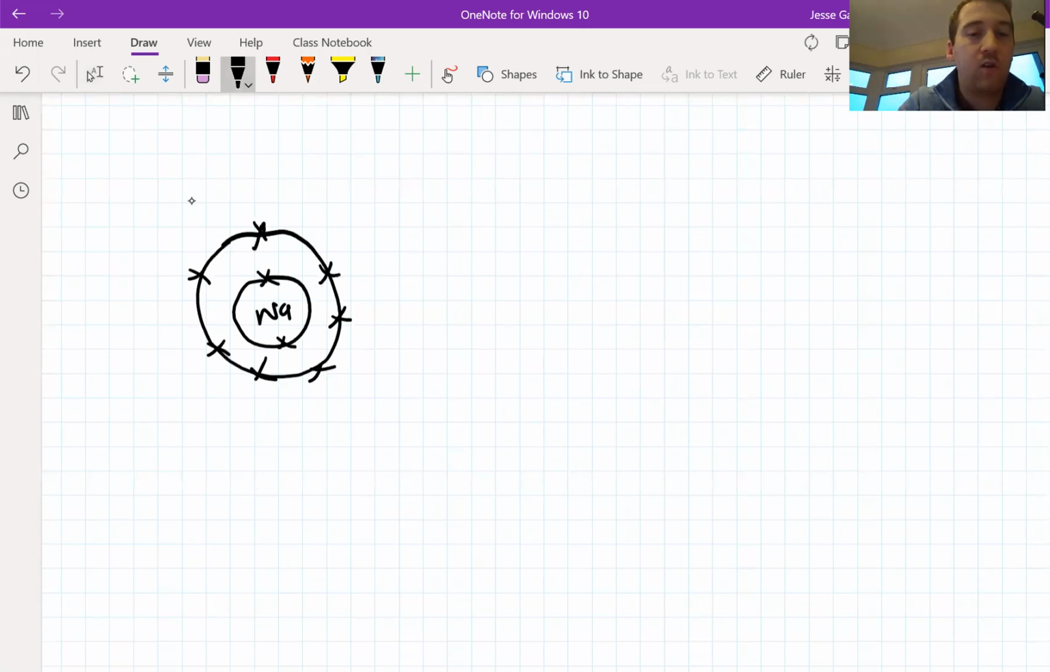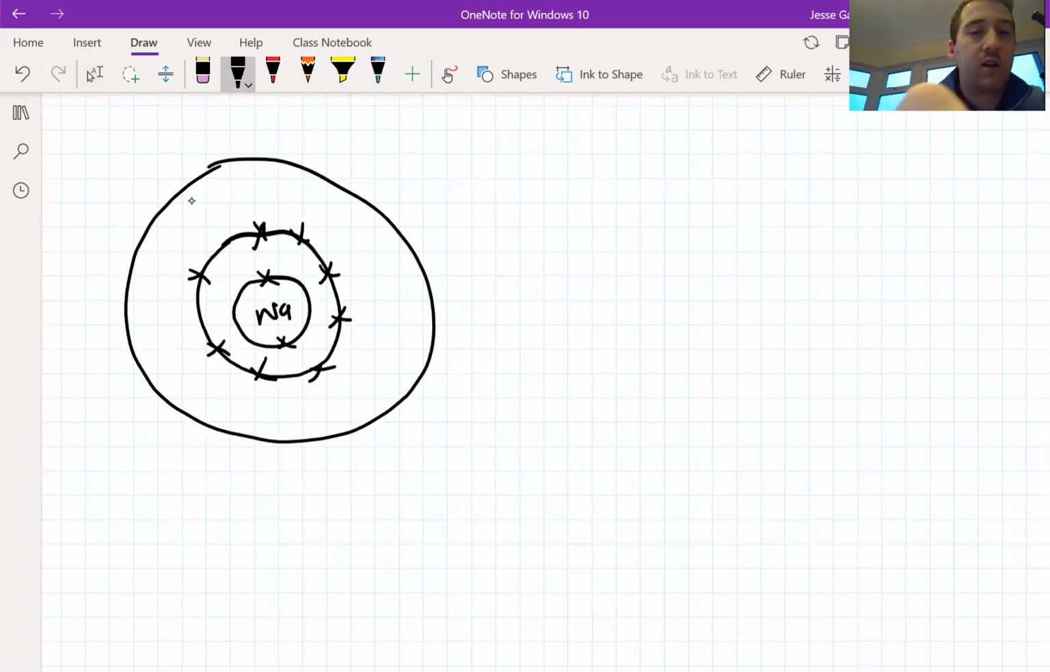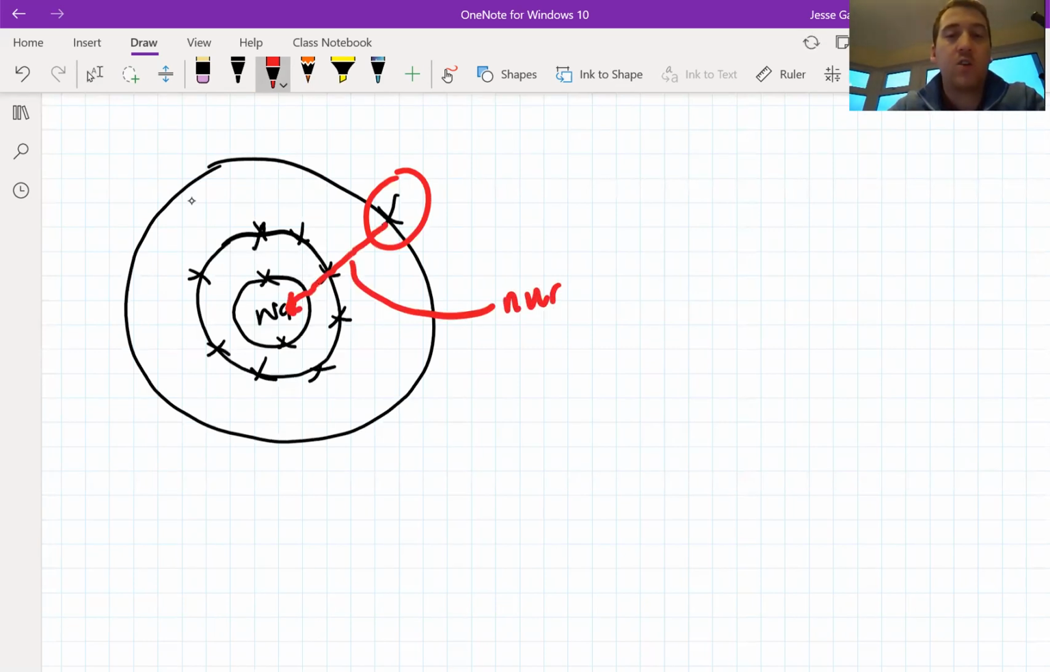1, 2, 3, 4, 5, 6, 7, 8. And it's got 1 electron in the third shell. And the reason why this electron out here, or why any of the electrons stay attached to the atom, is because they are attracted to the positive nucleus.